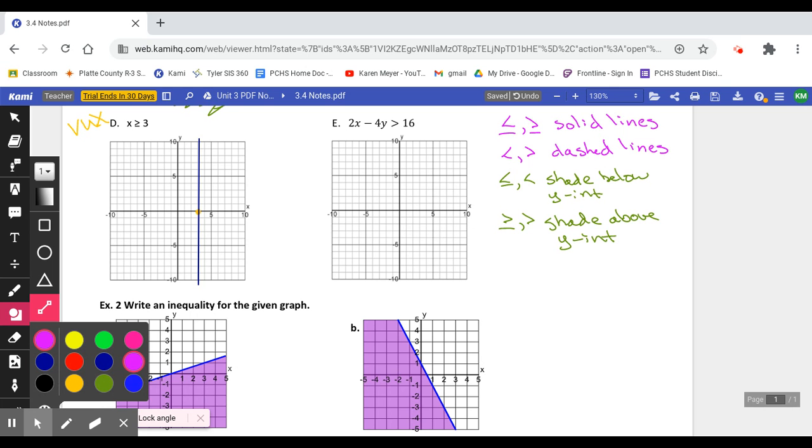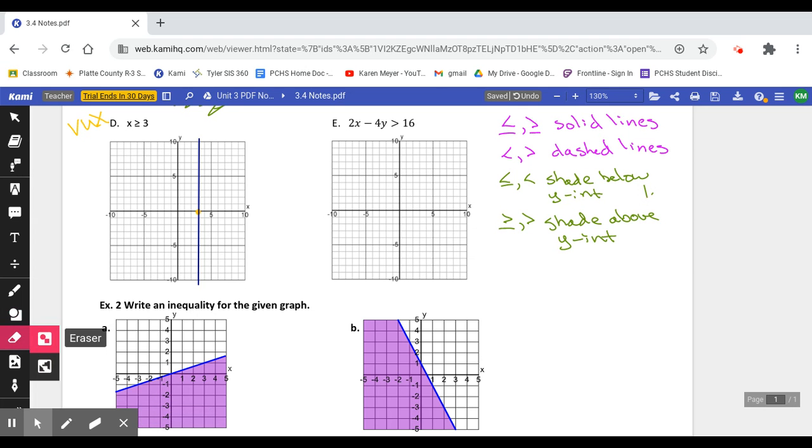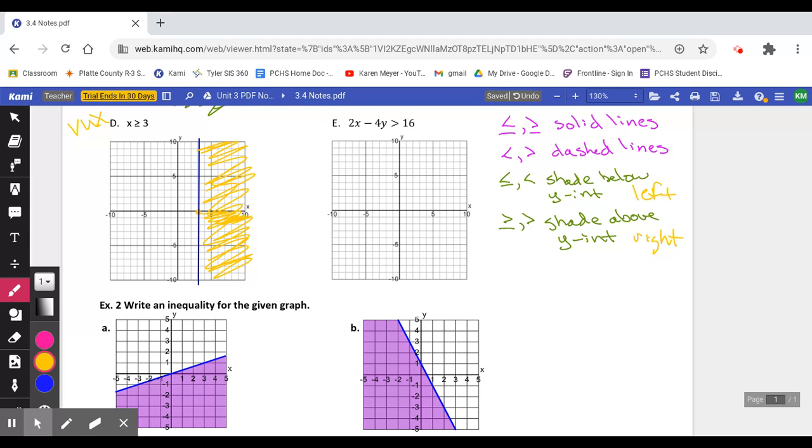Now, with vertical lines, we're not really shading above or below. We're shading to the right or to the left. So if it says less than, that's going to be to the left. And if it says greater, that's going to be to the right. So that's for vertical lines. Ours is saying greater, so x numbers get bigger when you go to the right, so you should be shading all of this area on the right side.